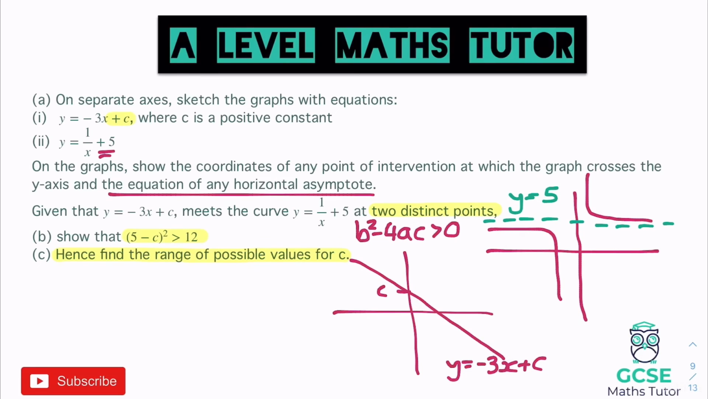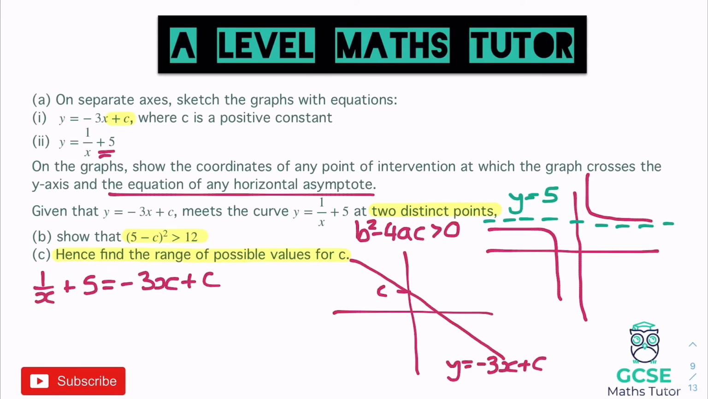Okay, that's where that bigger than 12 is kind of coming in the next part. So let's have a look at this. So let's set them equal to each other. So if we do that, we get 1 over x plus 5 is equal to minus 3x plus c. Now if we make this all equal 0, let's move everything to the left hand side maybe, or we could actually just go ahead and get rid of these fractions as well.